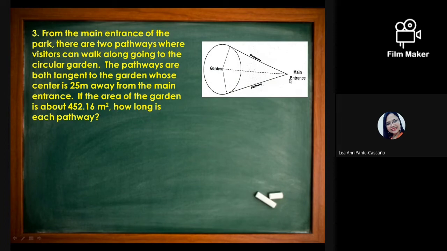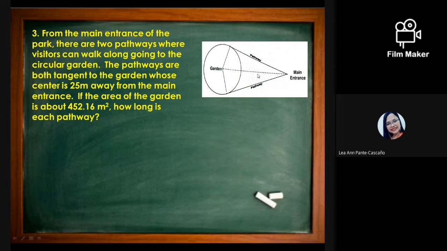So, ang hinahanap natin, ano ba ang sukat daw po ng ating pathway papunta doon sa garden? Ang given daw natin, yung distance daw po ng ating center ng garden to the main entrance is 25 meters. So ngayon, kailangan nating ma-identify ano daw po yung sukat nito.